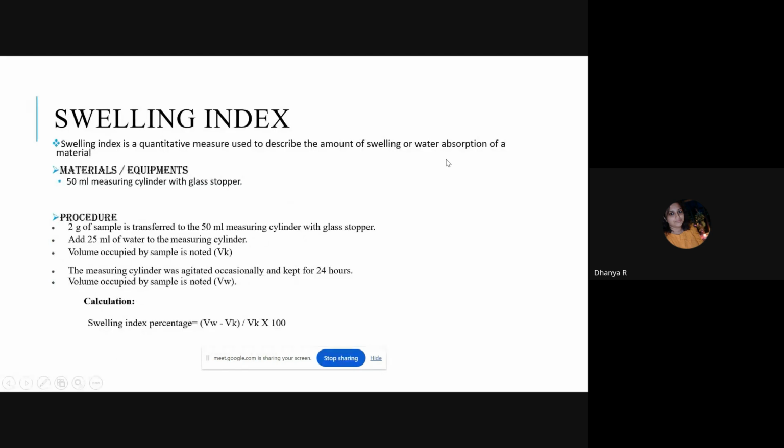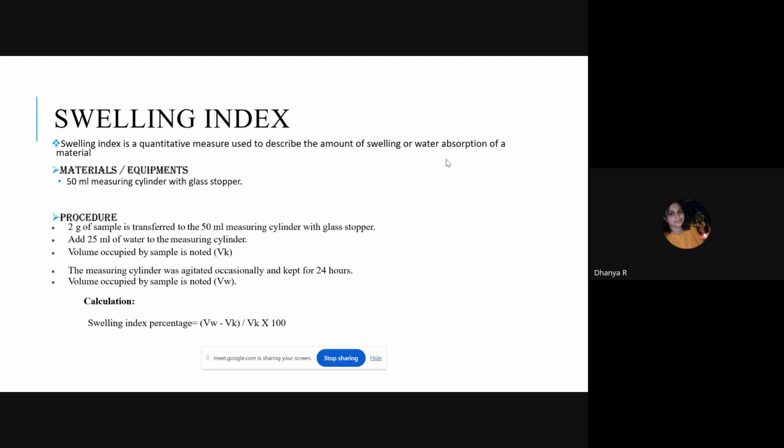Now coming to the next experiment, swelling index. Swelling index is a quantitative measure used to describe the amount of swelling or water absorption of a material. एक सब्सटेंस कितना पानी अब्सॉर्ब करते हैं ये देखने की एक एक्सपेरिमेंट है स्वेलिंग इंडेक्स.